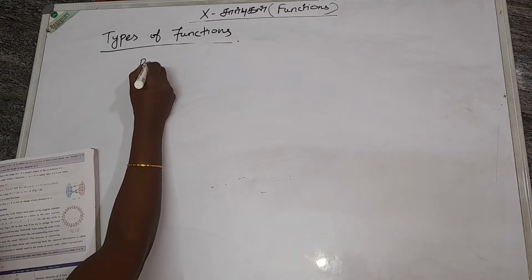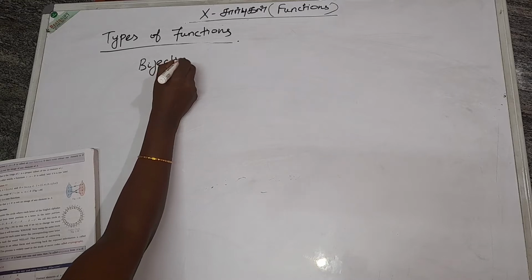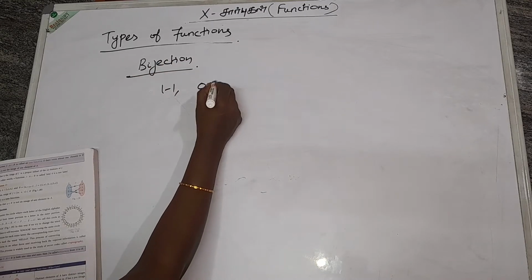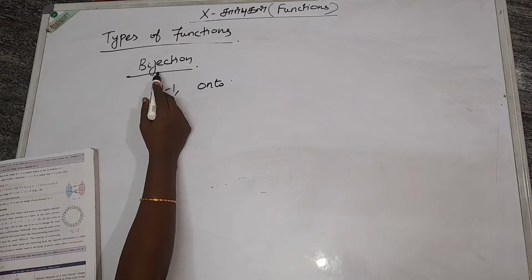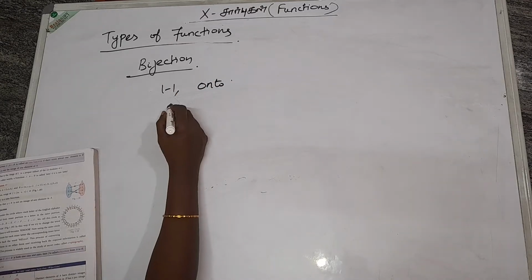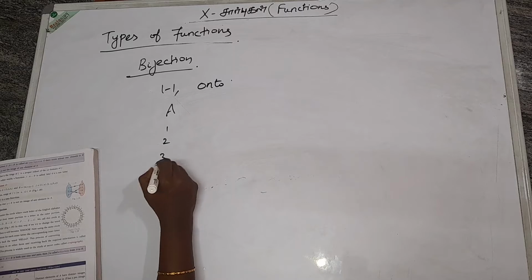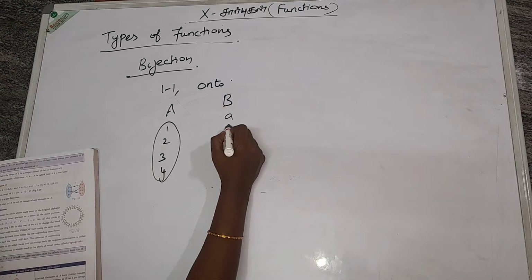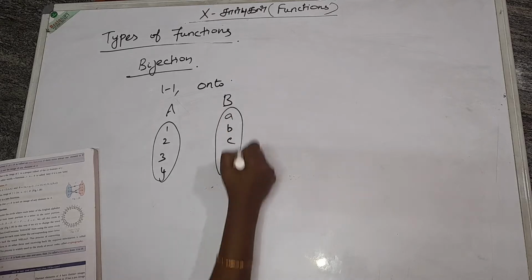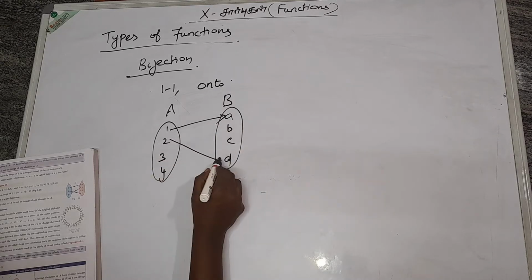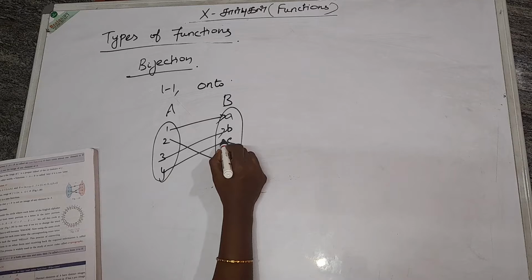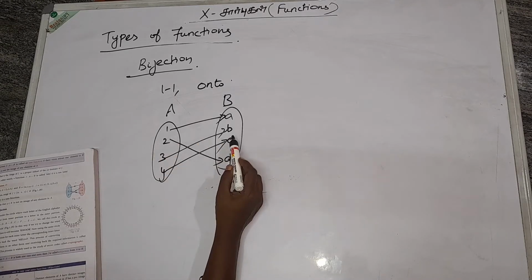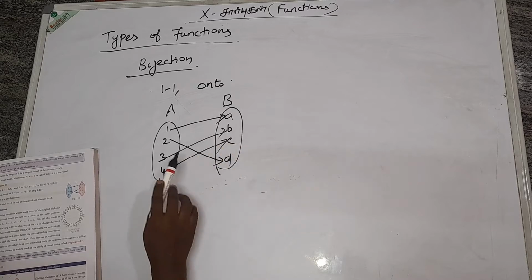Then bijection. Bijection means if the function is 1 to 1 and onto, then such a type of function is called a bijection. For example, here 1, 2, 3, 4, and the set B has A, B, C, D. Then see here 1 is related to A, 2 is related to B, 3 is related to C, 4 is related to D. For every distinct element there is a distinct image in the codomain. So it is a 1 to 1 function.